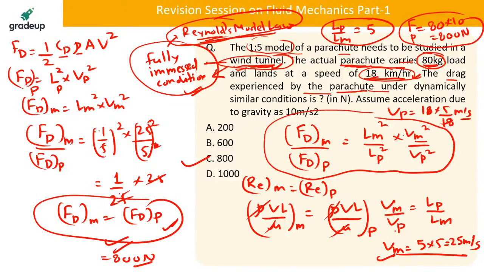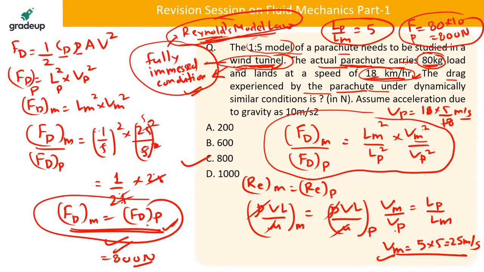Just put the value in this relation. The velocity of the model is 25 and the velocity of the prototype is 5. That will be 25 by 5, that is 5 square, 25 by 25. This will be 1. That is, the drag force in the model is equal to the drag force in the prototype.